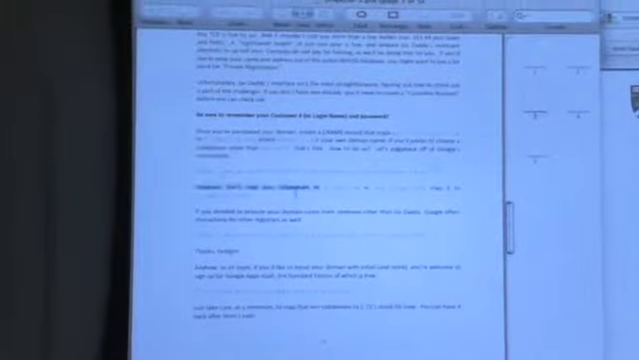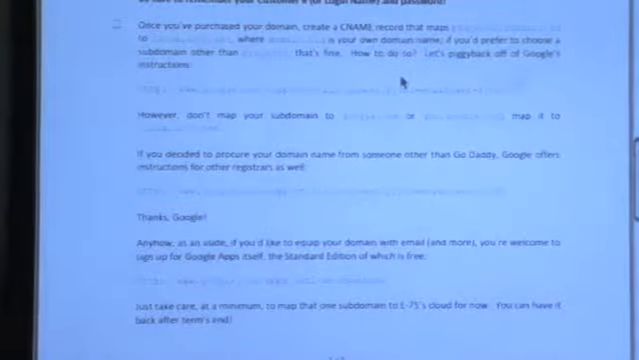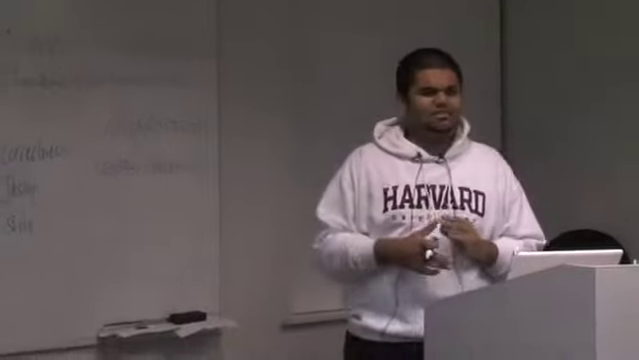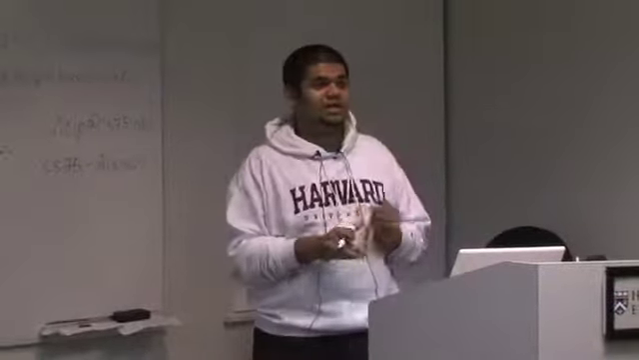So let's talk a little bit about CNAMEs and A records, and then come back to the logistics of this project. When you type google.com, it maps to an IP address. So google.com is merely the alias that we give that IP address because we don't want to remember numbers.